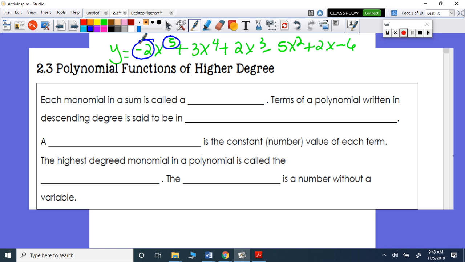absent. We said that each piece of this polynomial is a monomial. A monomial is an expression without pluses or minuses. And each monomial is also called a term. So this polynomial has 1, 2, 3, 4, 5, 6 terms. And when we write it in descending degree from the highest power all the way on down, it's said to be in standard form. I said standard form.